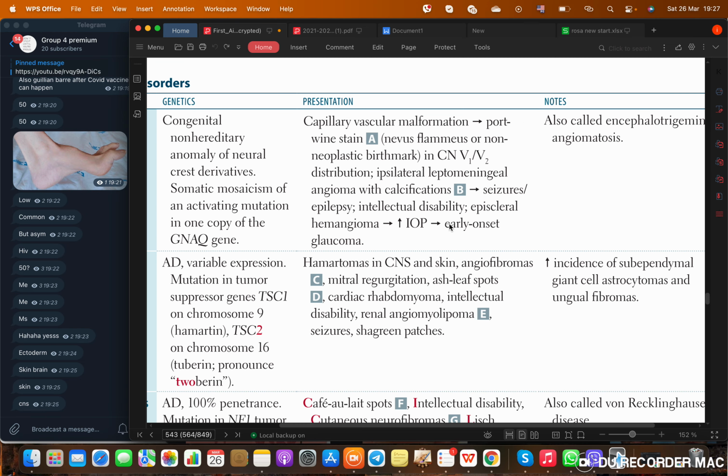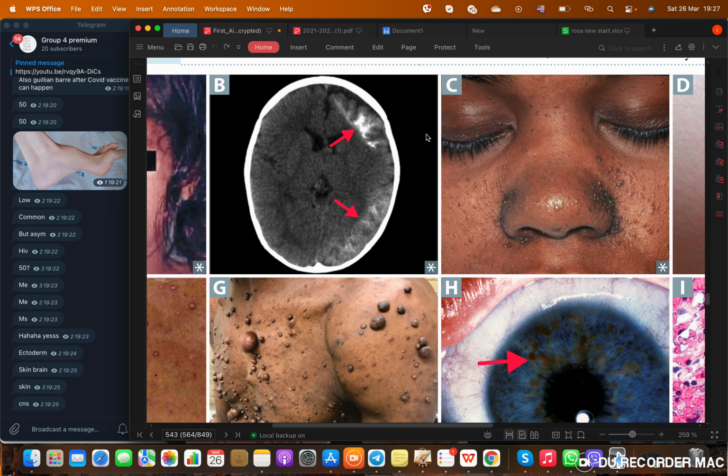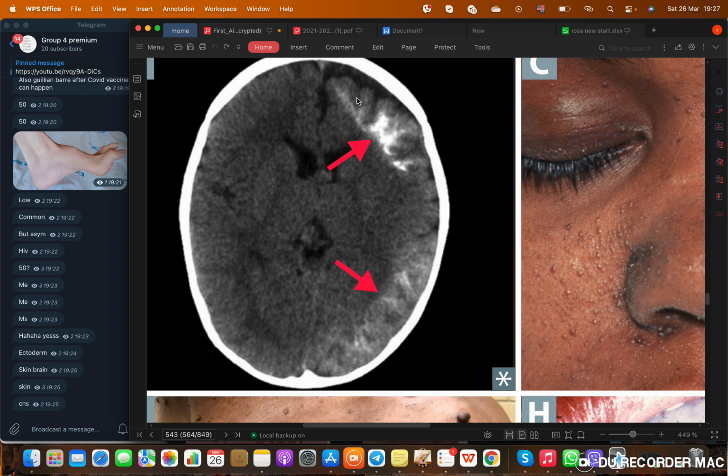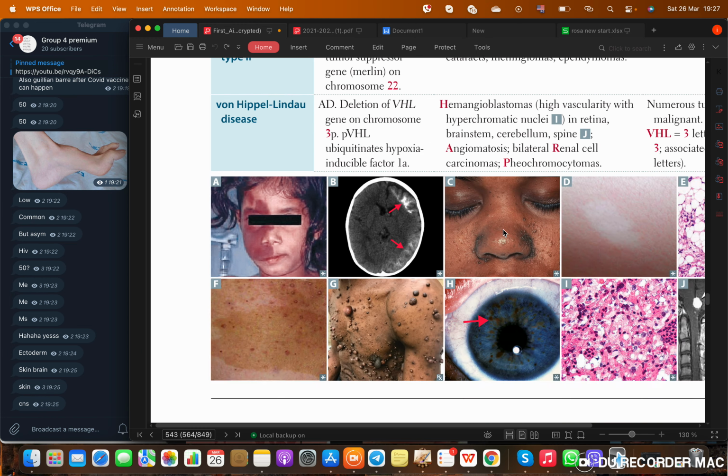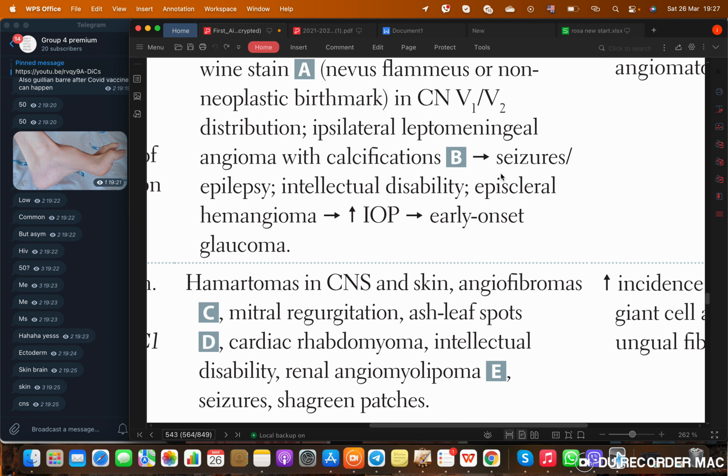So the patient can have, wait a second, leptomeningeal angiomas. Is that a tumor inside of the brain? Yes. I want you to see this tram-track appearance. It means it's a clear cut. You see? This is characteristic of this calcification. This calcification of the leptomeninges will have clear cuts. This is why the patient develops seizures and epilepsy. They can have intellectual disability as well.